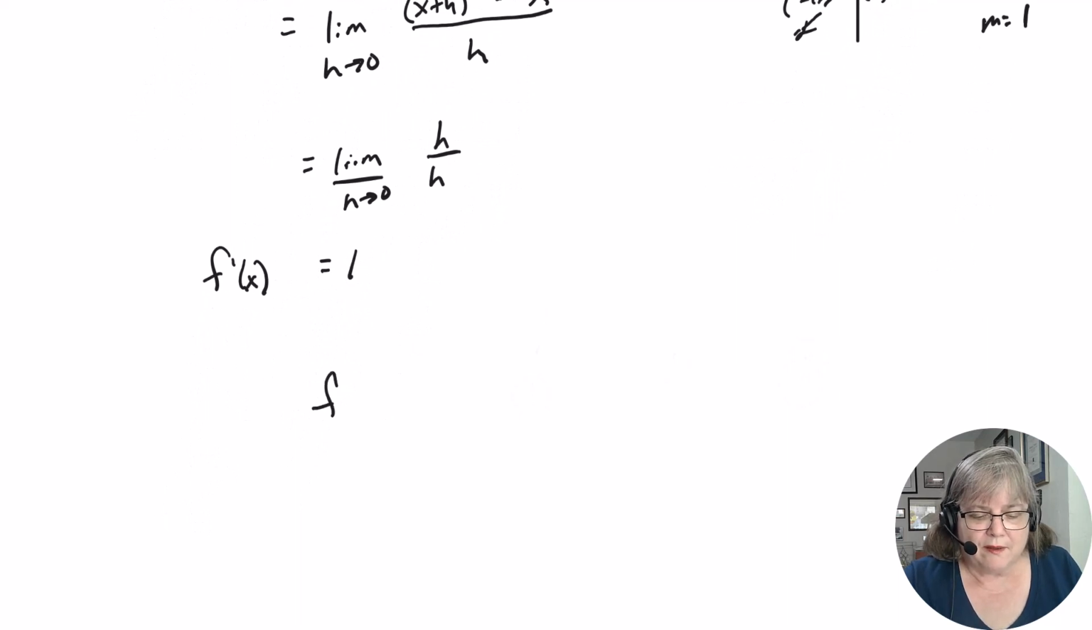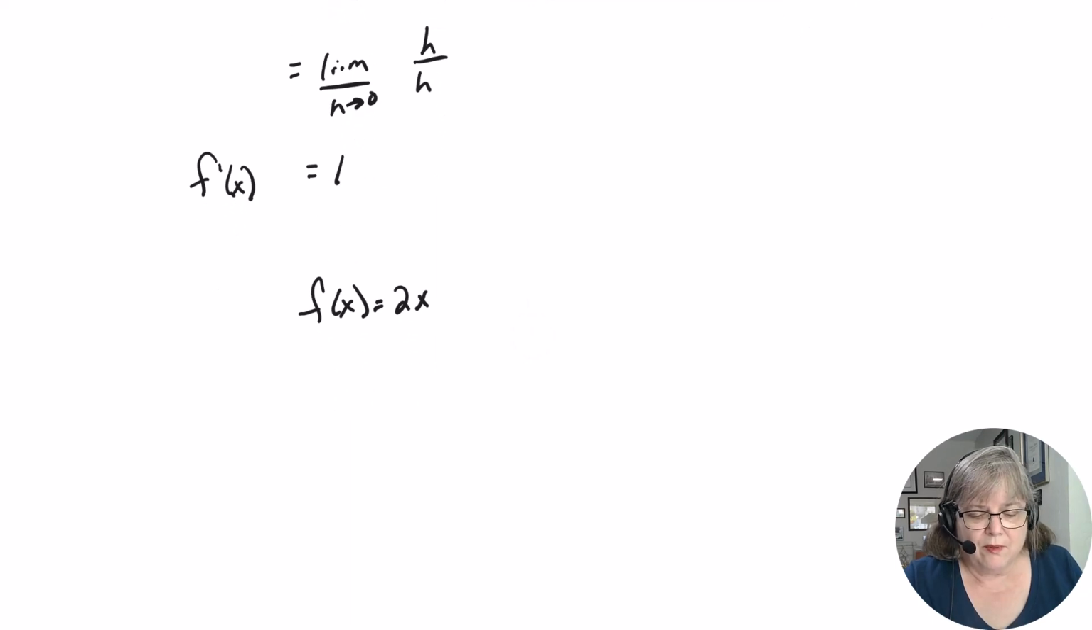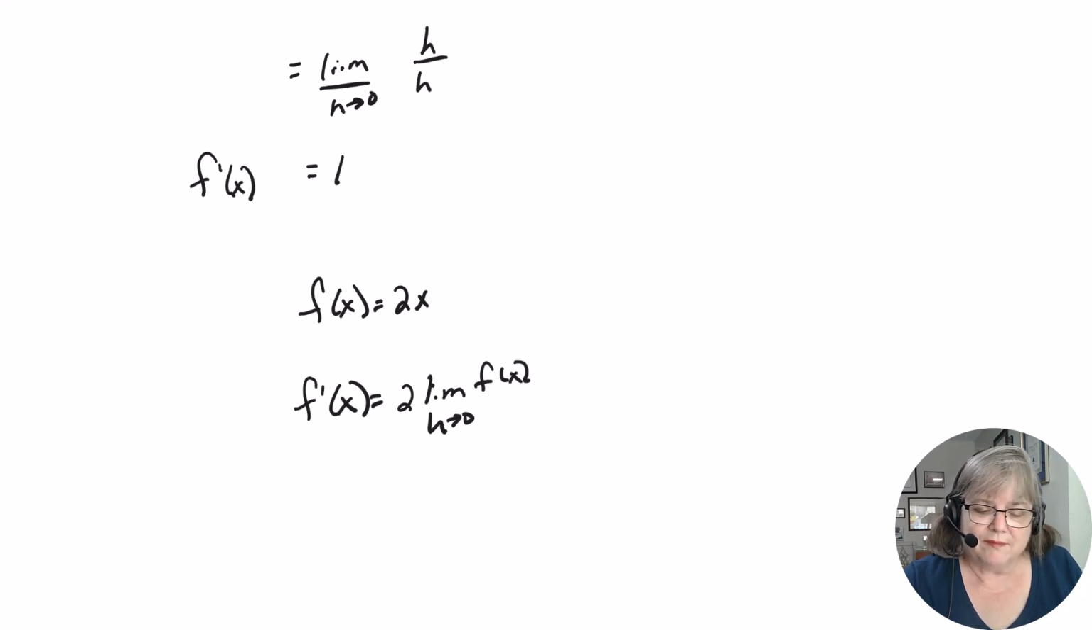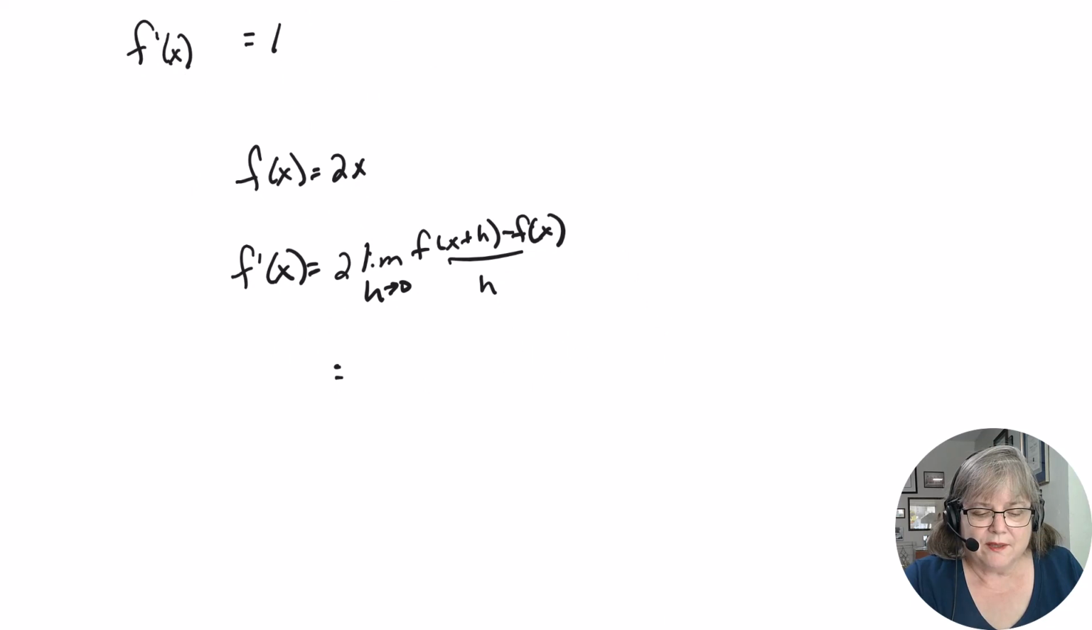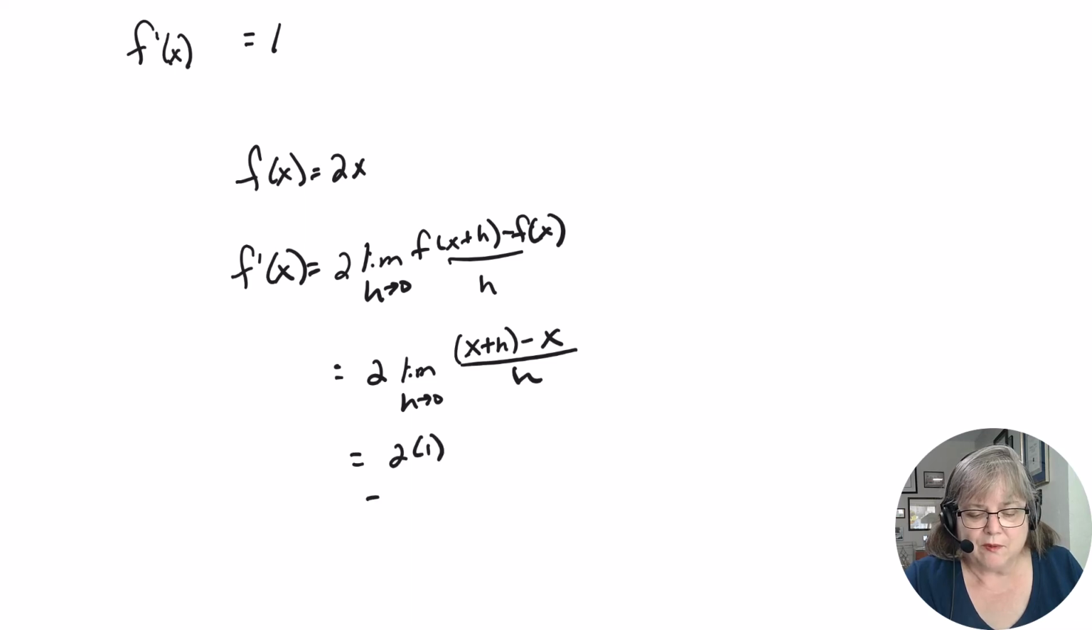If you had something like the function is equal to 2x, you would still do the derivative. And this would be 2 times the limit as h goes to 0 of f of x plus h minus f of x over h. So this is 2, and we've already said that this limit, where this is x and this is x plus h, is 1. So this is 2 times 1, which is 2.